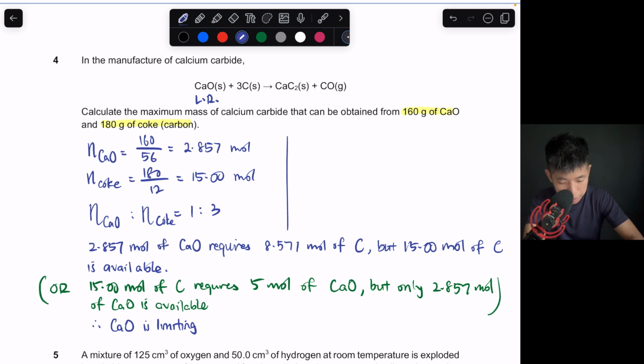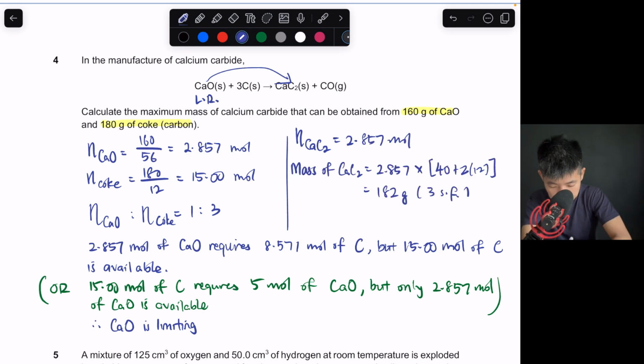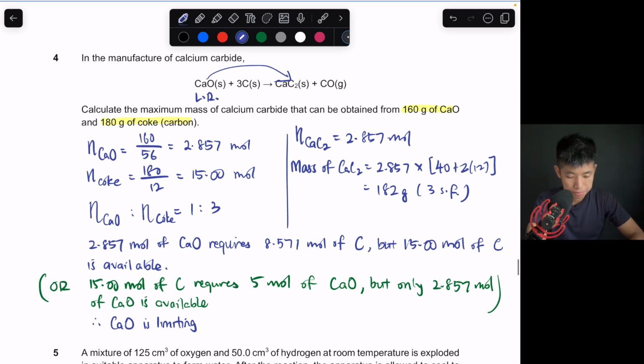When we want to find the maximum mass of calcium carbide, we use calcium oxide. So the mole ratio is 1:1. I will not write it down. It's the same, 2.857. Okay, three significant figures, 182 grams.